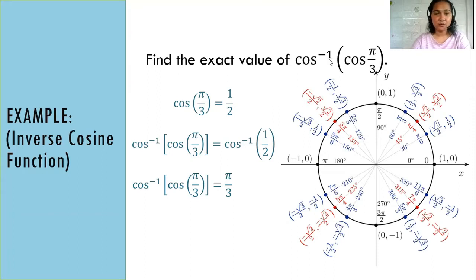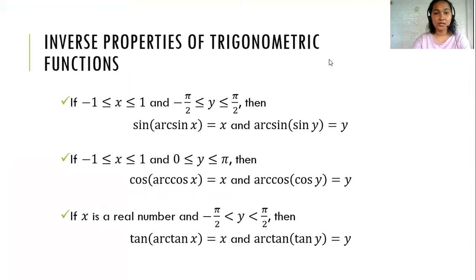However, this is only applicable within their domain and range. So for the sine function, cosine and tangent functions, for sine, arc sine of sine y equals y. Again, that is only possible if the domain and range are applied for all of these inverse trigonometric functions.